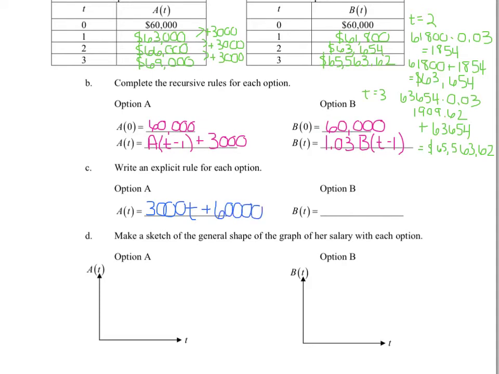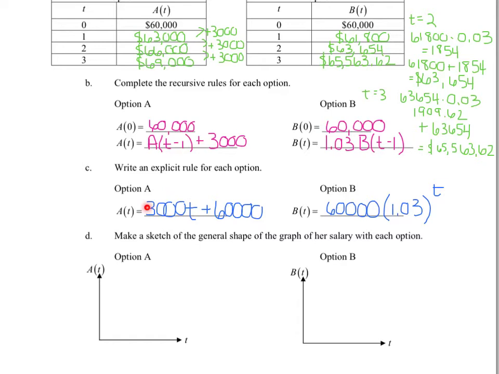So 3,000t plus 60,000. In option B, we have the starting amount, which is 60,000, times the common ratio to the power of t. Remember, you've got those formulas that are given at the beginning to help you. So this is our initial amount, and this is our common ratio, or our common difference.